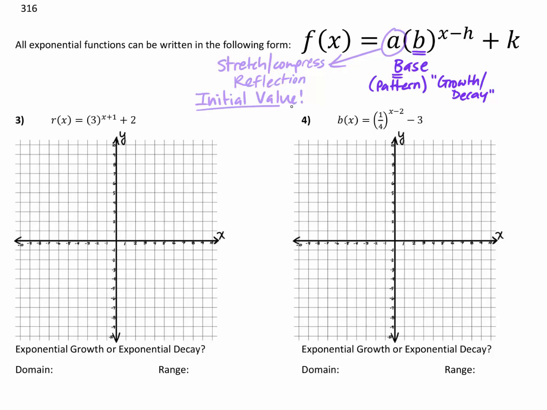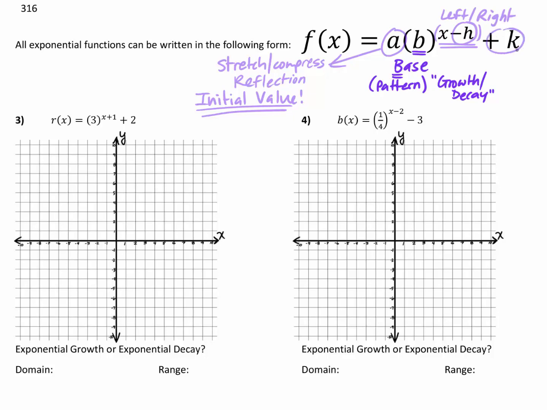Then we have our good old friend h, which is our horizontal movement. Notice it's up here in the exponent spot, and so that's going to move us left or right. It's backwards, just like everything else we've learned so far this year. When x has something close to it, it's going to behave backwards from what you would expect.